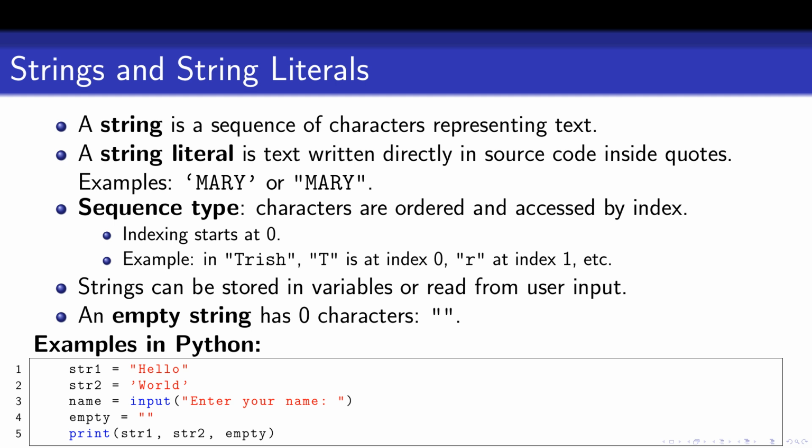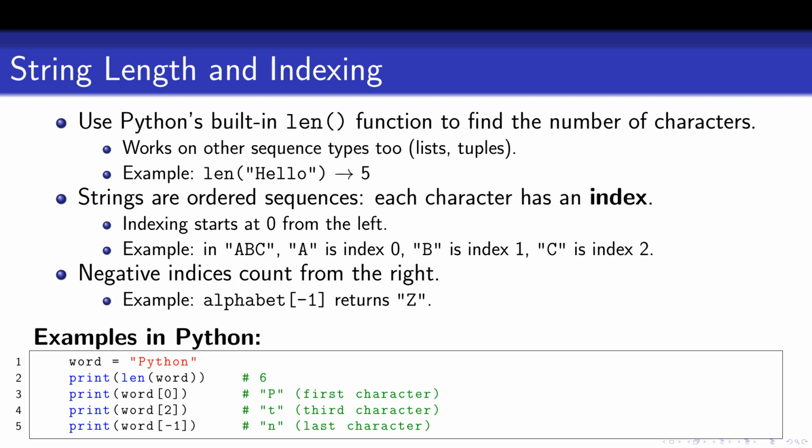An empty string contains 0 characters and is written with 2 quotes back-to-back. In practice, strings allow us to represent names, locations, and messages within a program. The examples in the slide demonstrate creating strings, storing them in variables, reading one from user input, and working with an empty string. A common operation with strings is determining their length and accessing individual characters.